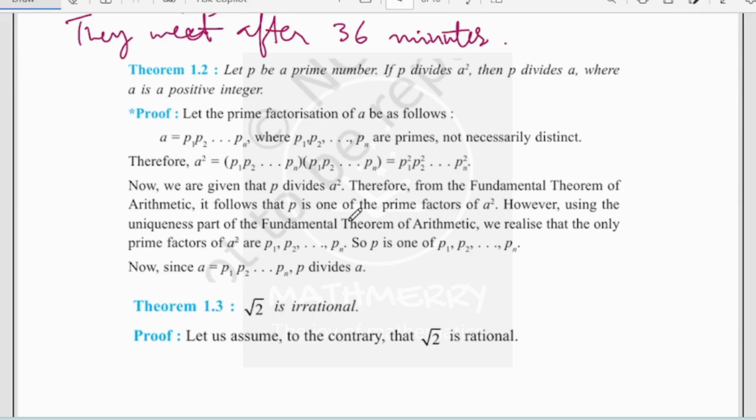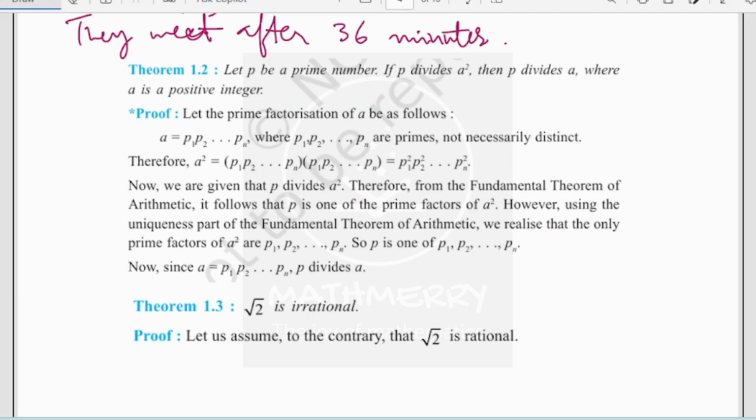Next, we have theorem 1.2. It says that let P be a prime number. If P divides A square, then P divides A, where A is a positive integer. Now before that, you should know what is a rational number and an irrational number.